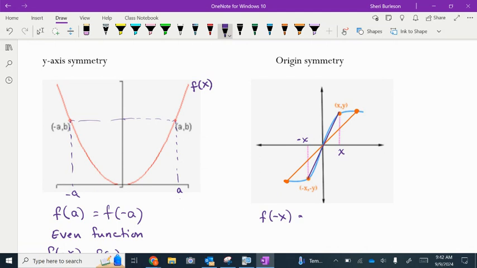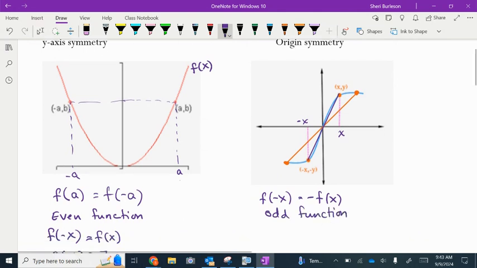How does it compare to this f of x? Trying to get out of your way. This f of x is positive y. This f of the opposite of x is negative y, which means the function value is also the opposite. This is the definition of an odd function.